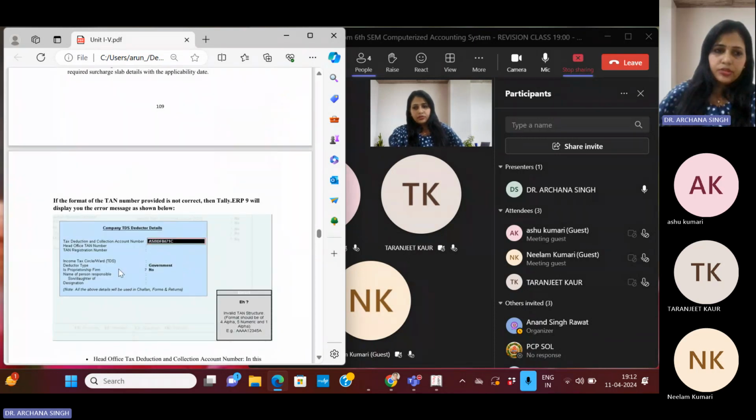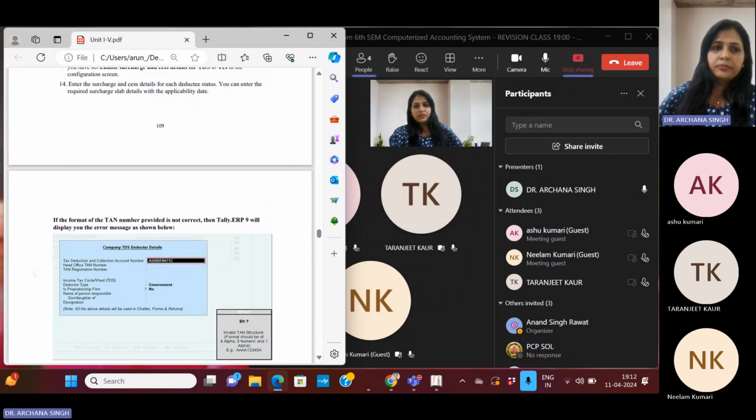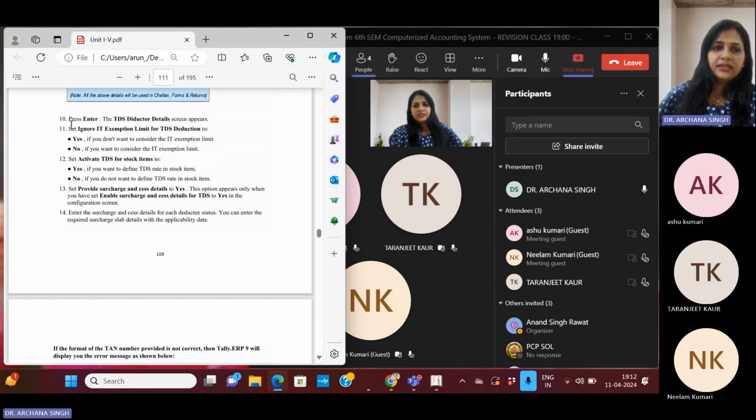जो अभी मैंने आपको show किया है, the deduction and collection account number, head office of TAN number, TAN registration number, this screen will appear. Press enter, then set ignore exemption limit for TDS deduction. Yes, if you want to consider the IT exemption limit. Otherwise, select no if you don't want to consider it.